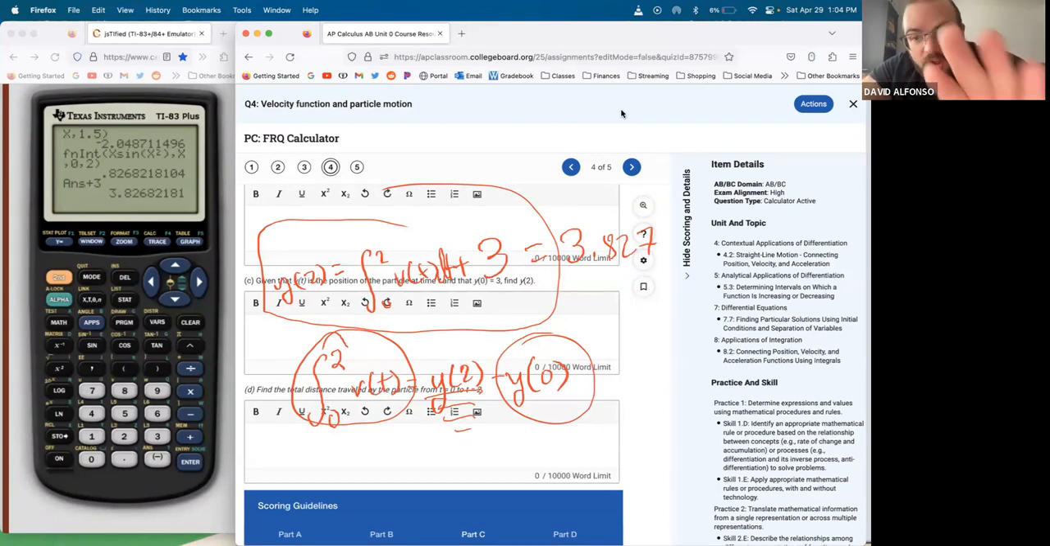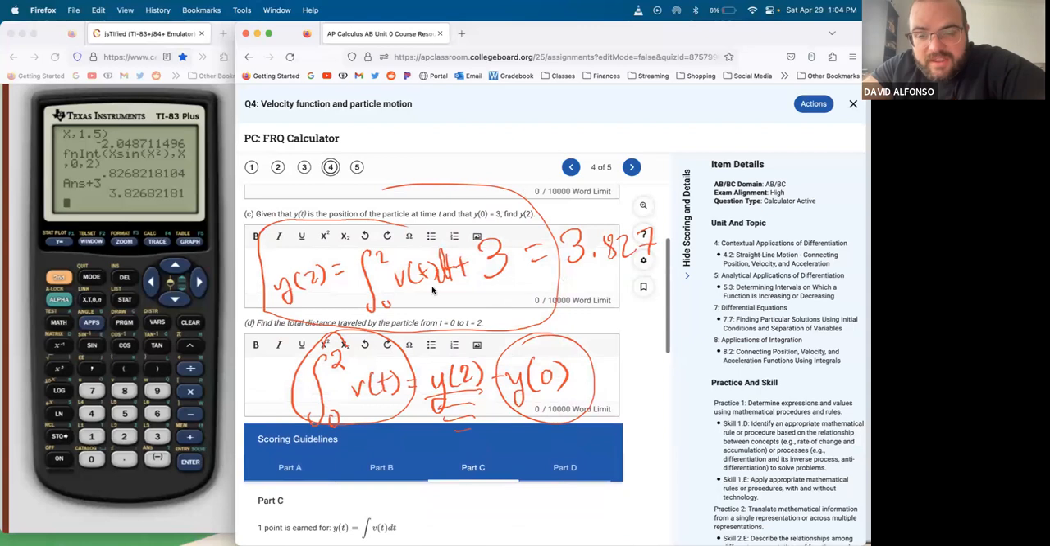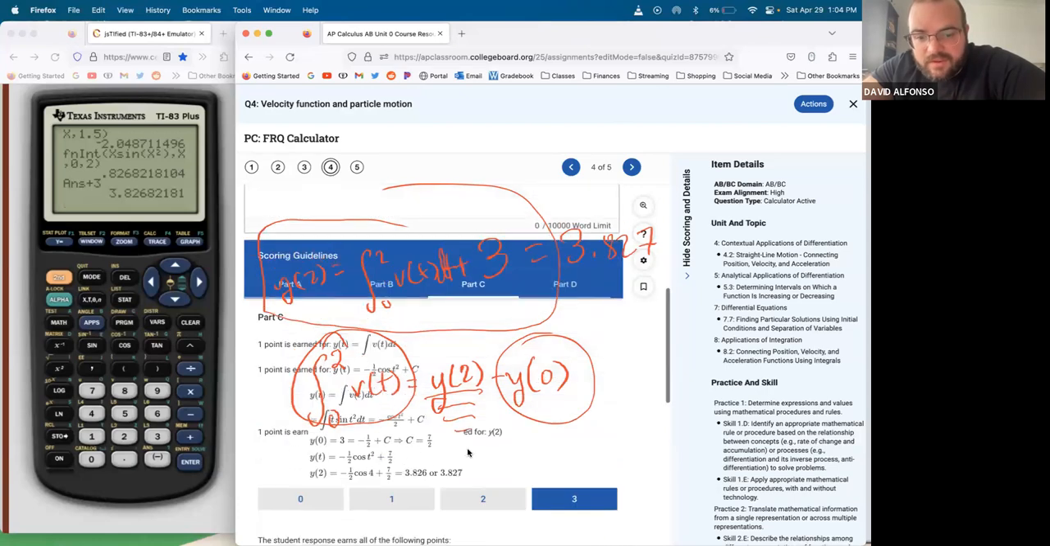If they ask you to solve for y of t, then you would have to do that. But this is weird, and I think they put the answers on this wrong. So when I grade this next week, I believe I made this due on Wednesday or Thursday, I will be checking that you did it this way, not this way.